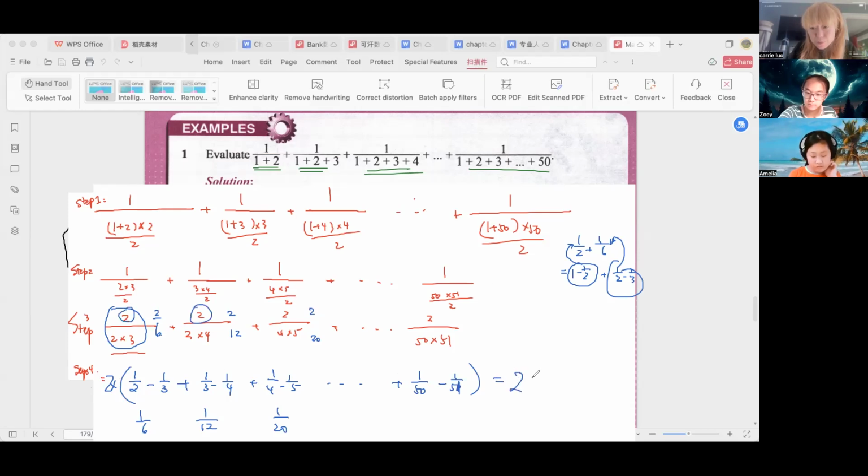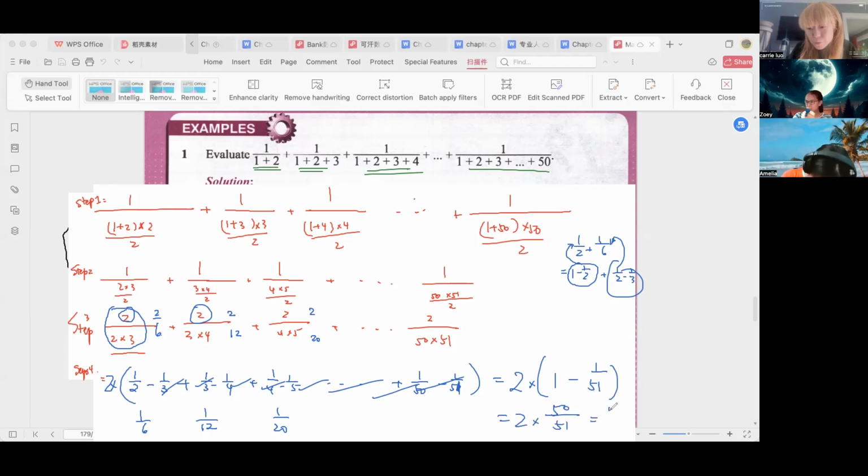So the answer is still 2 times 1 minus 1 over 51, because all of them in between are crossed out. So it's 2 times 50 over 51. The answer is 100 over 51, which is 1 and 49 over 51. Get it? Everything is perfectly right. It's just that you are 2 times smaller than the original one, so you use a times 2 outside.